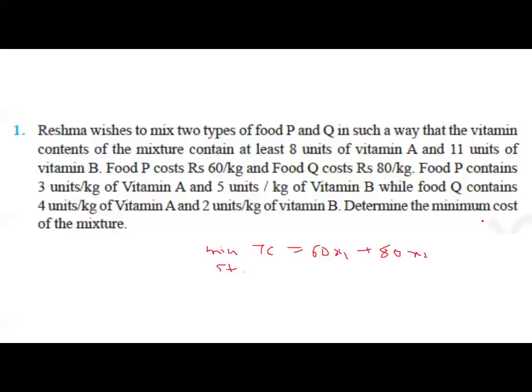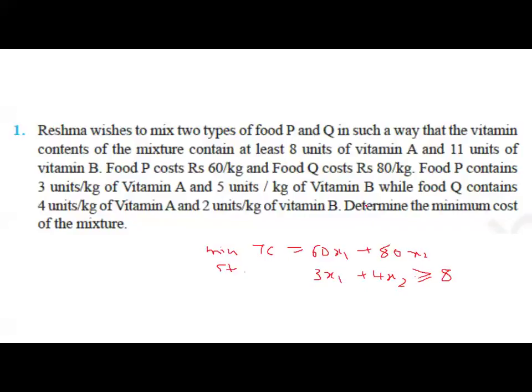So x1 units contain 3x1 units of vitamin A. So 3x1 is the quantity of vitamin A from food P. And 4x2 is the quantity of vitamin A that I get from food Q, which contains 4 units of vitamin A. So 4x2, and this should be at least 8. We want to have at least 8 units of vitamin A from this mixture.